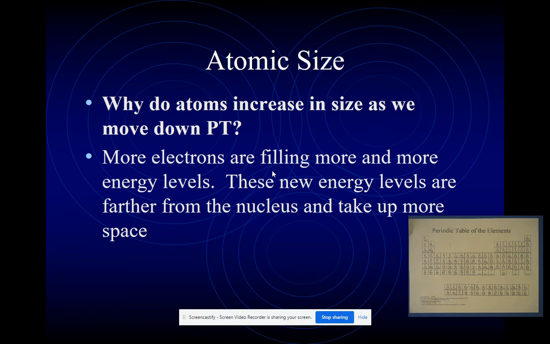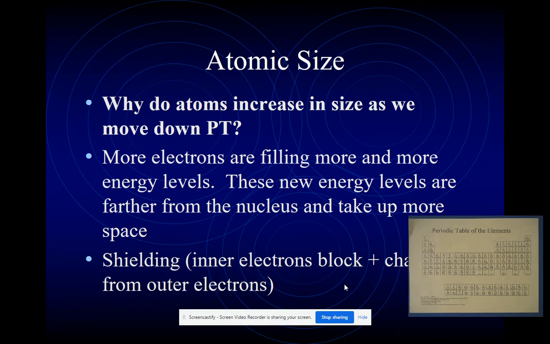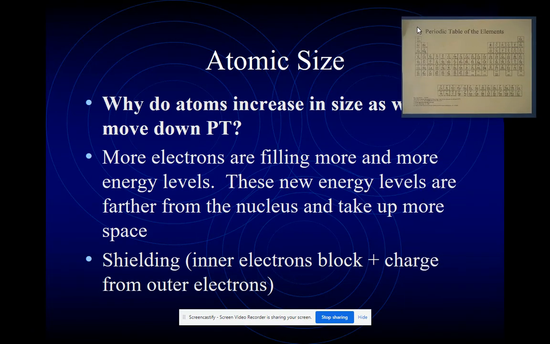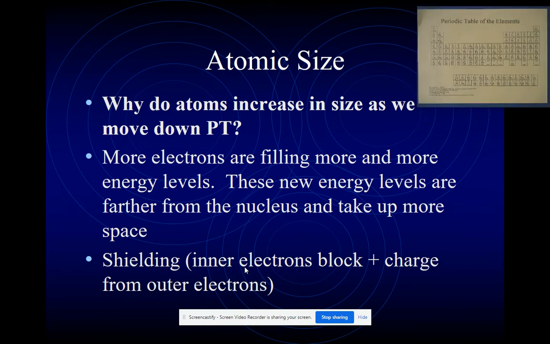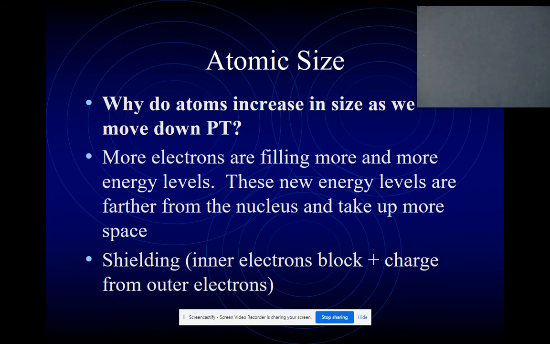And if you remember from the lesson earlier this week, energy levels mean size. It physically means bigger or farther from the nucleus, a bigger size. Okay? So there's also this concept called shielding. Shielding is where inner electrons block the outer electrons from being attracted to the nucleus. So let me do some pictures here to kind of just reinforce this, see if this helps.